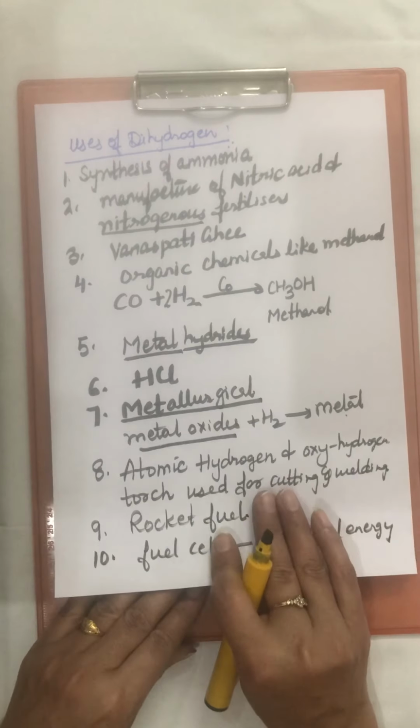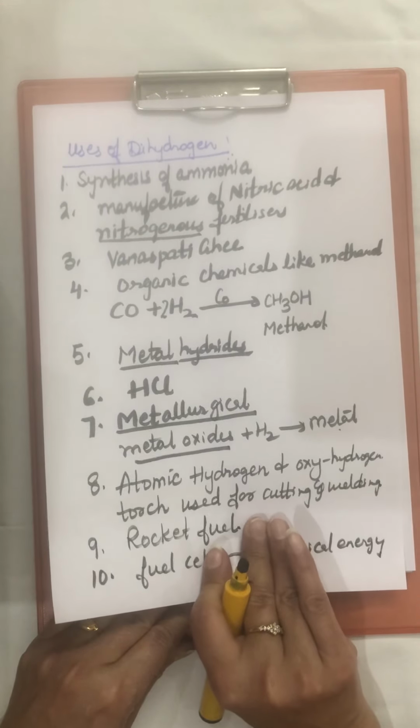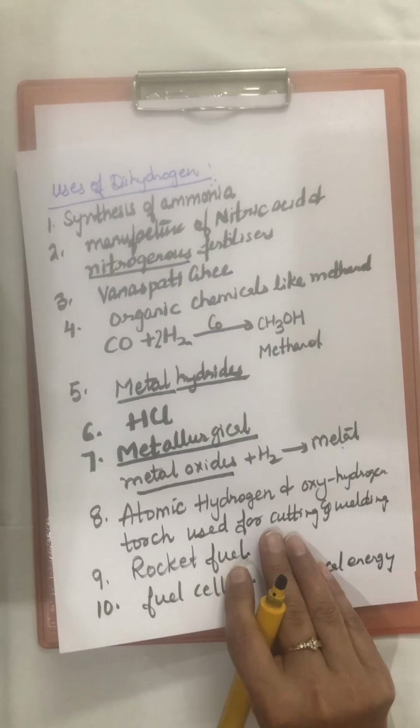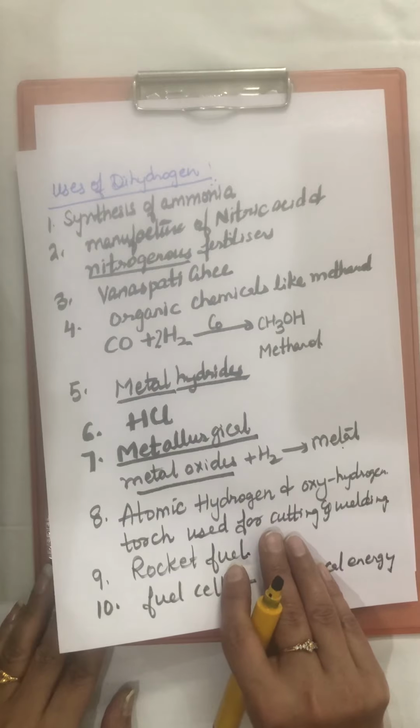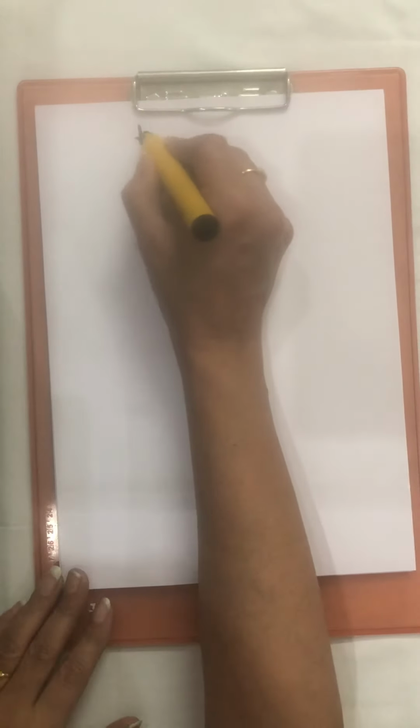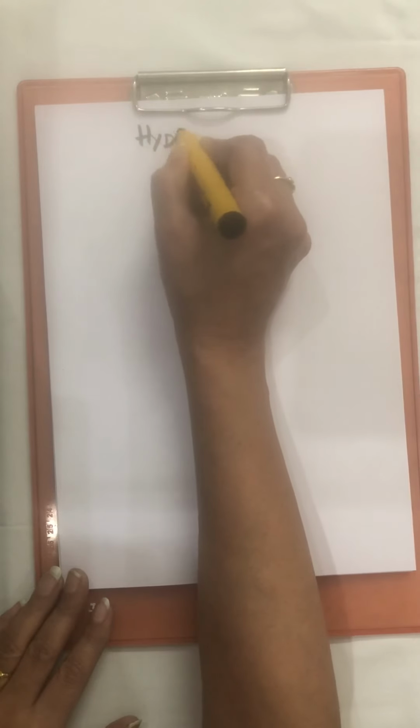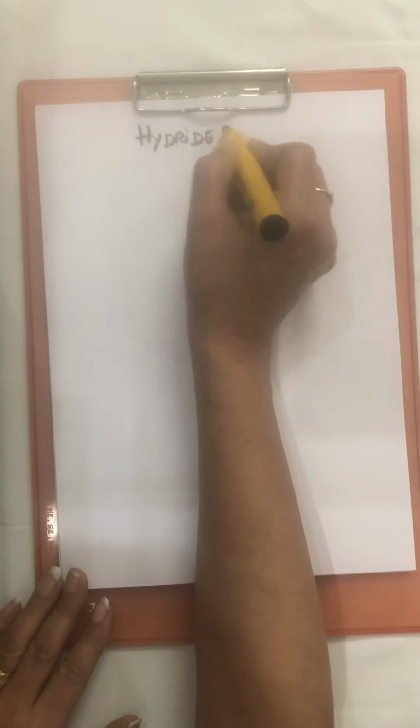Now, after doing this topic of hydrogen, its position in the periodic table, its preparation, properties and uses, our next topic is compounds of hydrogen. So the first compound of hydrogen that we'll study is called hydride.